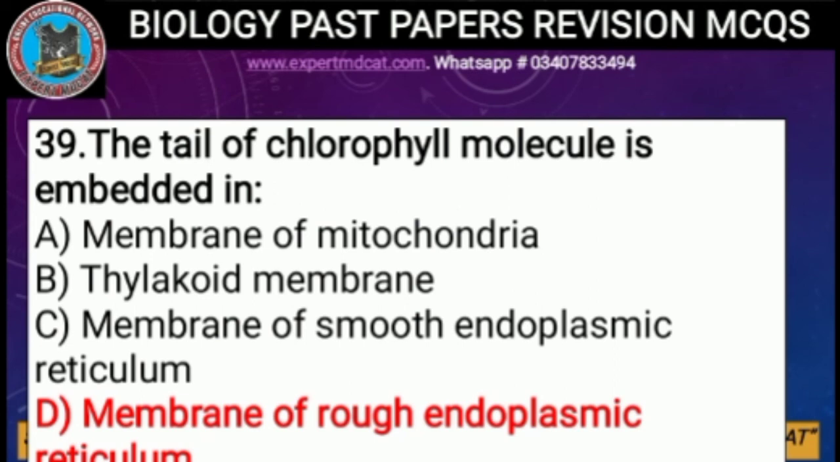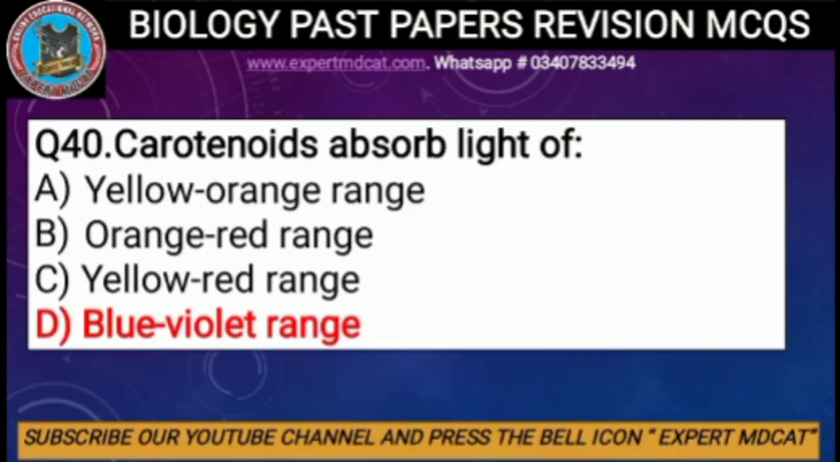I am repeating it again, so listen carefully. The correct option is B, that is thylakoid membrane. The tail of the chlorophyll molecule is embedded in the thylakoid membrane, not in the rough endoplasmic reticulum. Mind it.